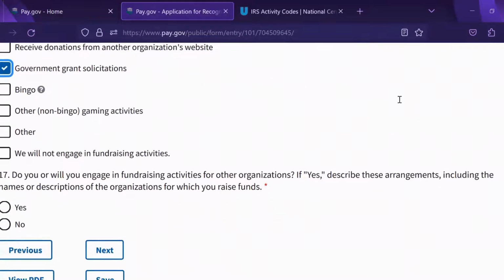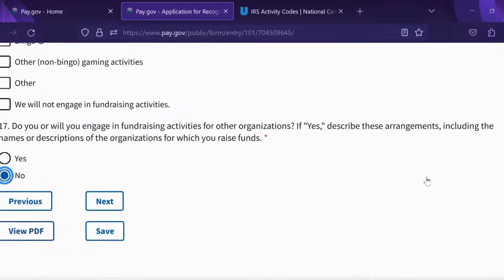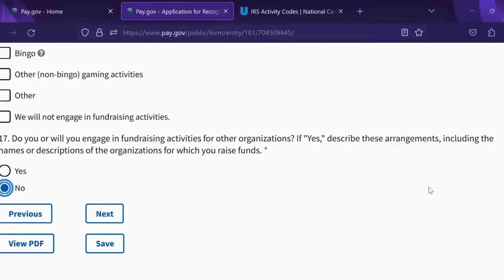Question 17, do you or will you engage in fundraising activities for other organizations? We will not. We're just trying to get grants for our own organization, for Jane's organization. So let's go to the next page.